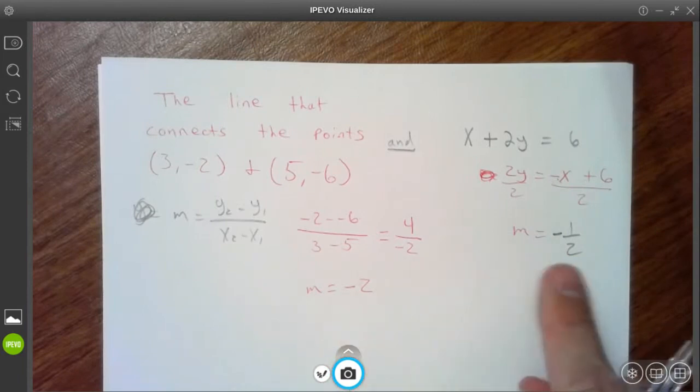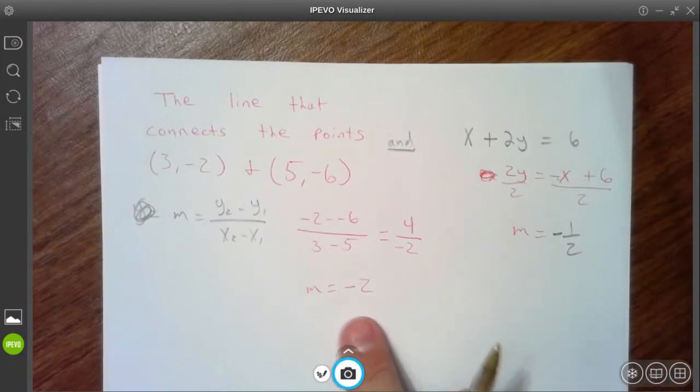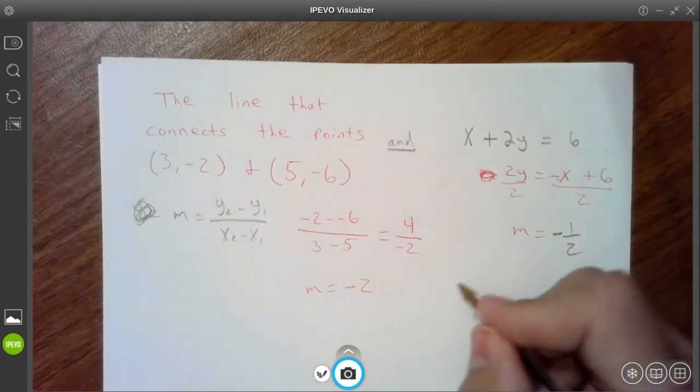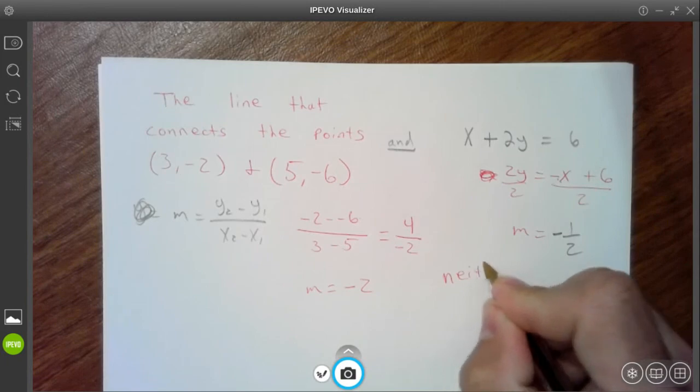These are not negatives of each other. They are reciprocals, but not negatives of each other. One would have to be positive, the other would have to be negative. So again, this is neither.